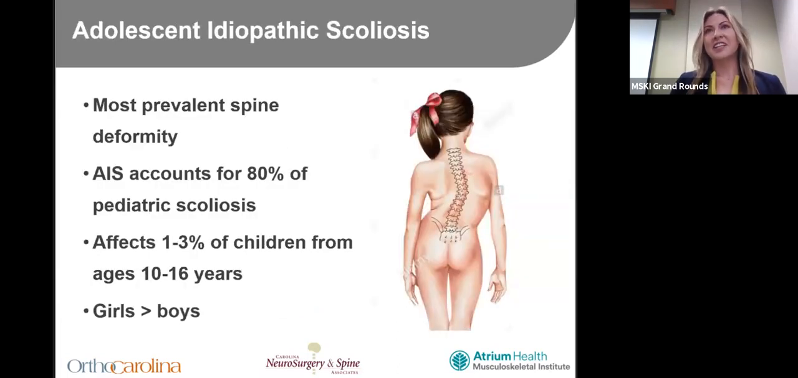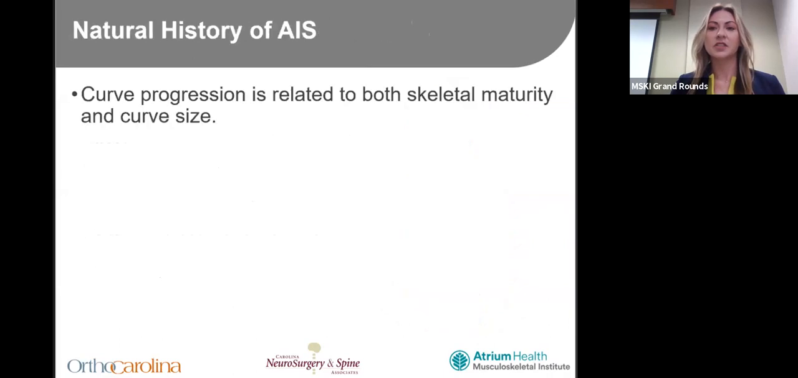So very briefly, this is the most prevalent spine deformity we see, idiopathic scoliosis. It accounts for 80% of all the pediatric scoliosis types, and it's 1 to 3% of all children from the ages 10 to 16. And it's highly prevalent in females over males.